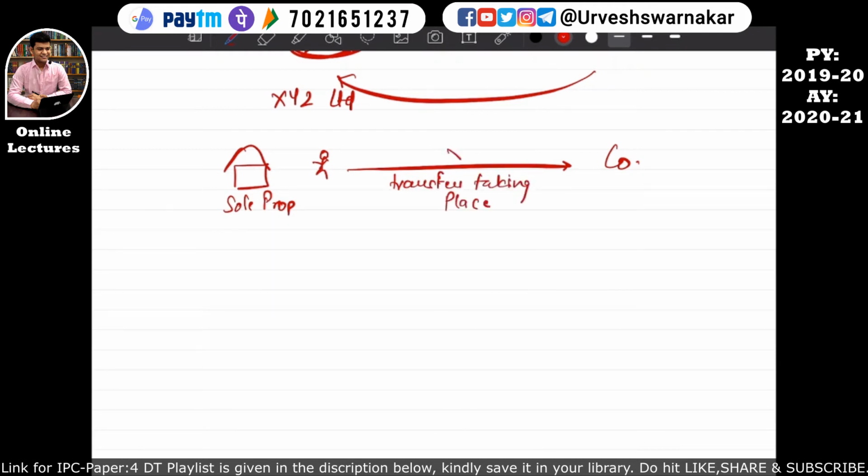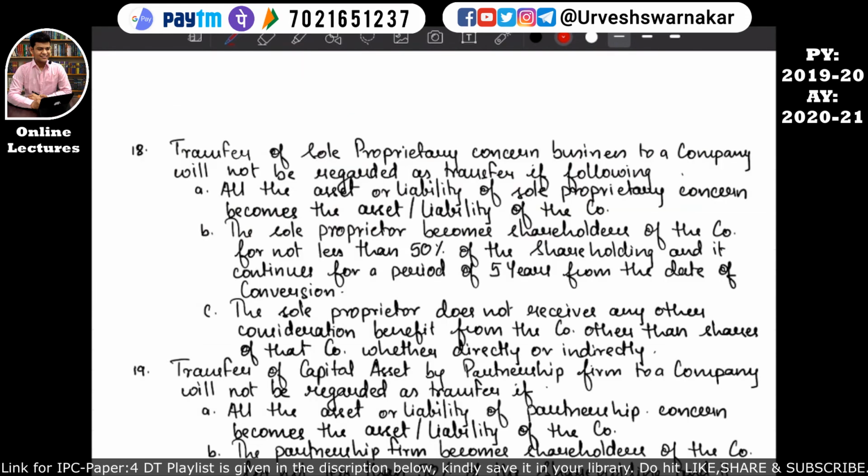This transfer will not be considered as transfer under section 47 if the following conditions are satisfied: all the assets and liabilities of the sole proprietary concern become the assets and liabilities of the company. The sole proprietor becomes the shareholder of the company for not less than 50% of the shareholding, and continues to hold it for a period of 5 years from the date of conversion. Then only this transfer will not be regarded as transfer under section 47.